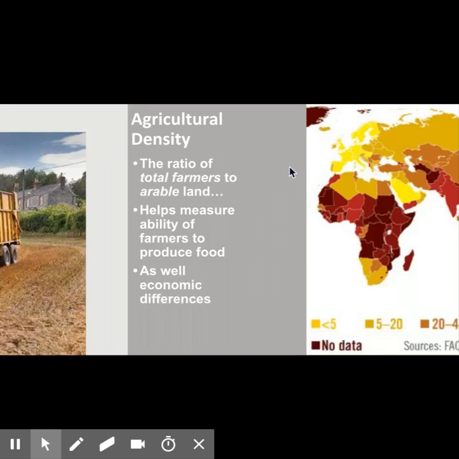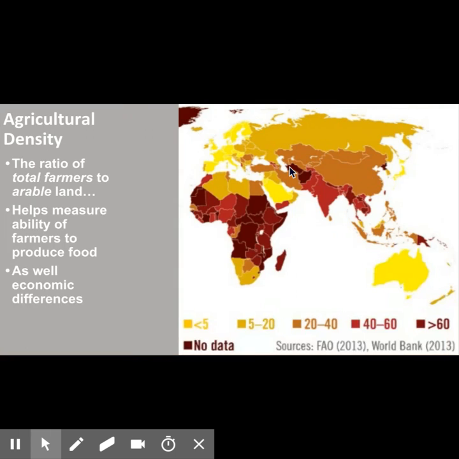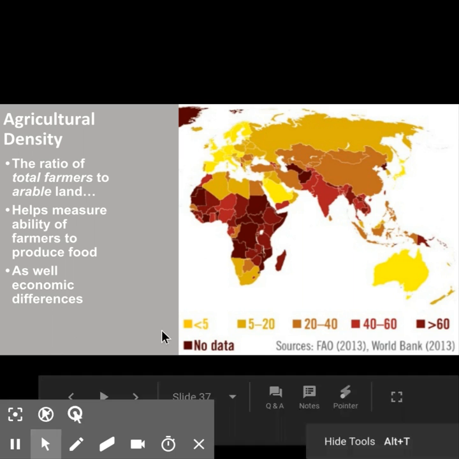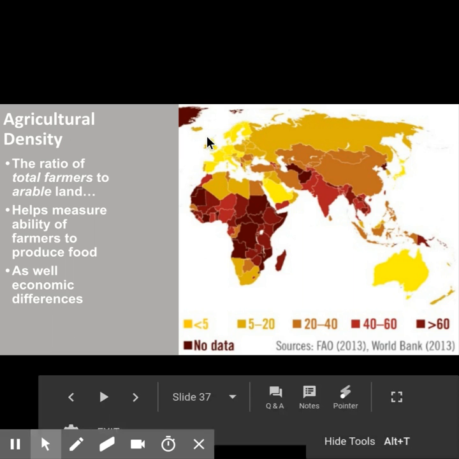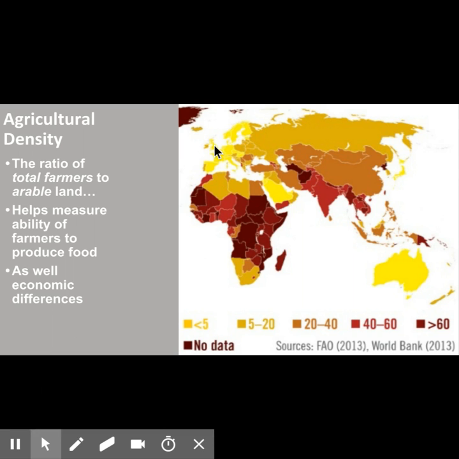So what can that map tell us, right? It can tell us who's using their land and how much they're producing, but is it a perfect measure of production? Not really. When we look up here at Great Britain in northwestern Europe, or in Western Europe, we see that it actually has a low amount of agricultural density, right? There aren't that many farmers on arable land.